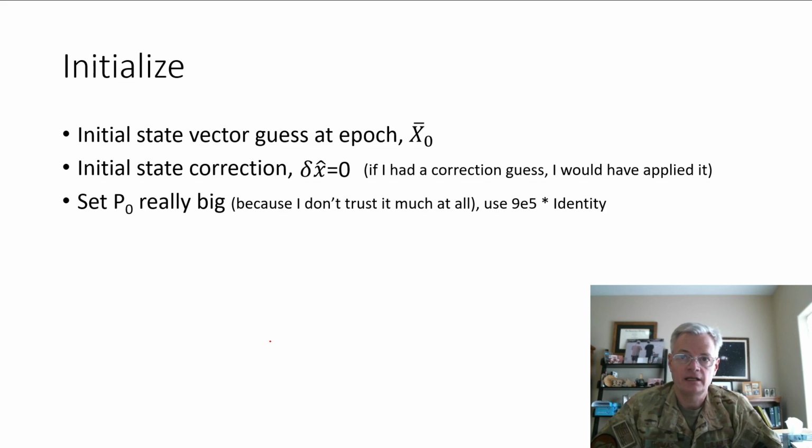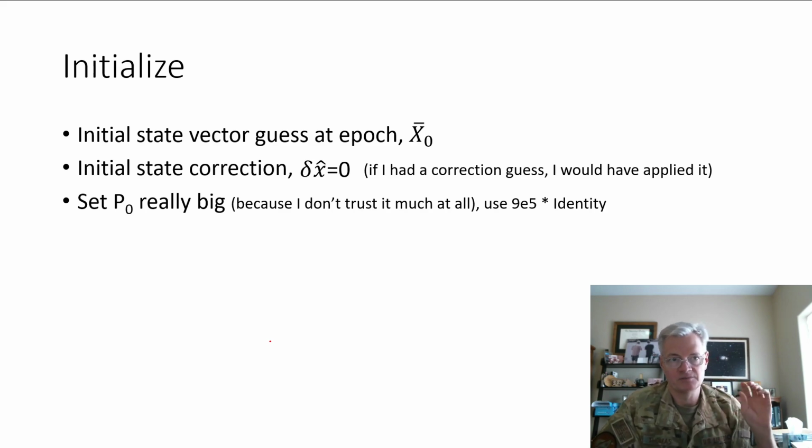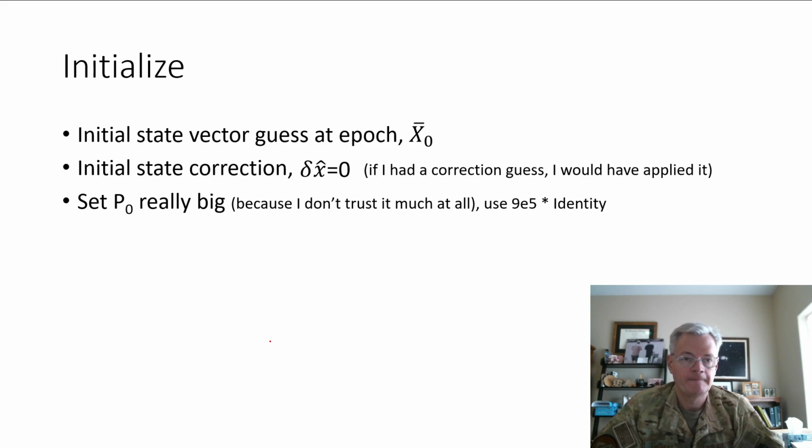And then you set the covariance matrix really big. Now, we don't want to use the infinity, because crazy things can happen. But since we don't trust our initial Herrick-Gibbs covariance at all, we're going to use 9 times 10 to the 5th times the identity matrix. So as we start marching through observations, this Herrick-Gibbs is pretty much going to get thrown away pretty quickly. Just a starting point. All right, so that's up front.